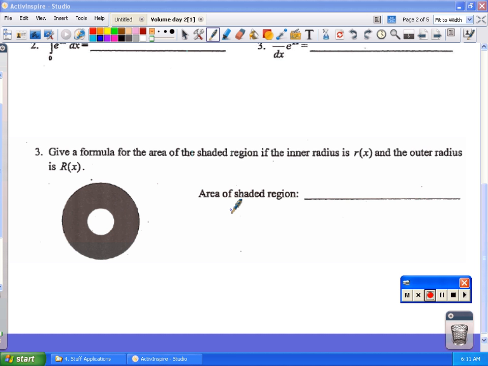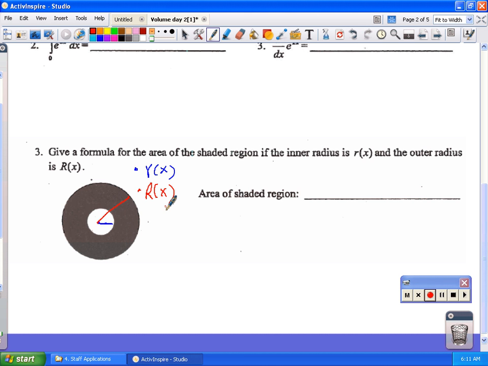Let's take a look at what we have here. We have basically a washer or a donut or a circle within a circle, and the question says, give a formula for the area of the shaded region if the inner radius is r of x. So the inner radius would be the distance from the center to the circle. So that little segment right there, blue, is r of x. And then it says that the outer radius, the distance from the center of the circle to the outer edge, so red, is big R of x.